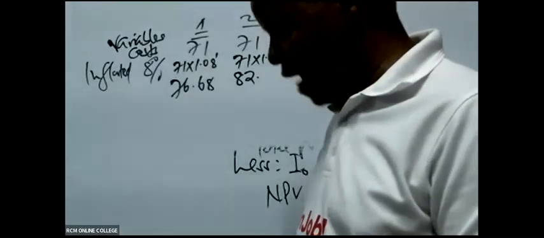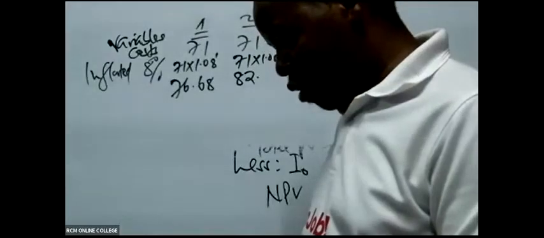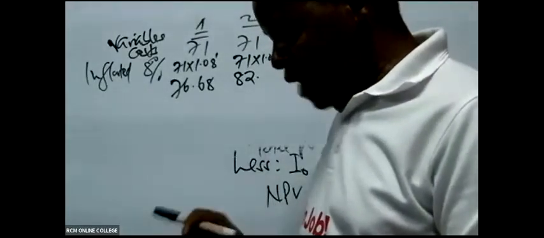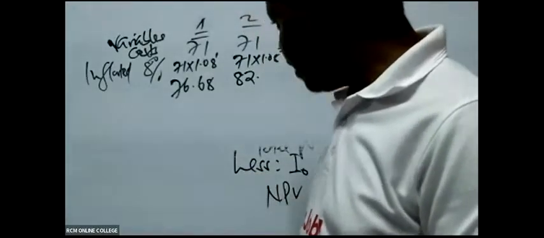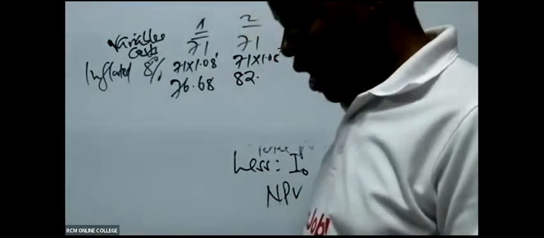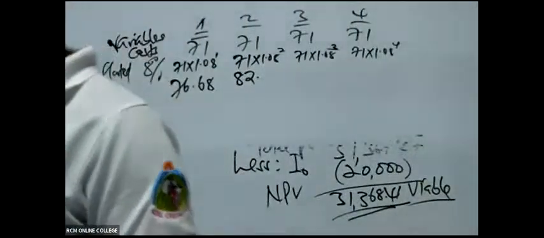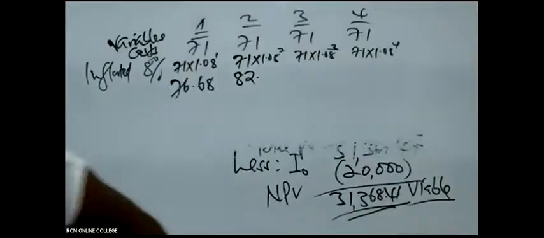71, you multiply by 1.08. Then you punch that arrow thing. Then you write 1, and you confirm if you are getting this. Great.